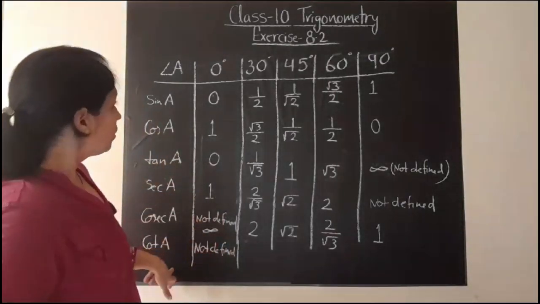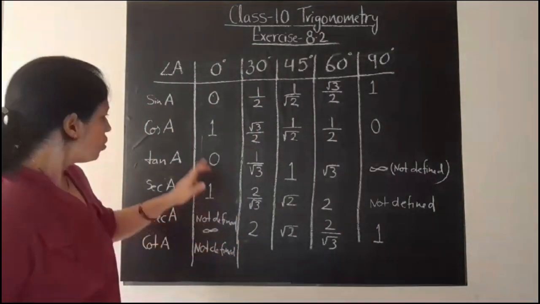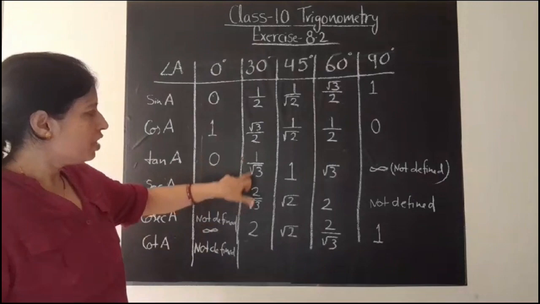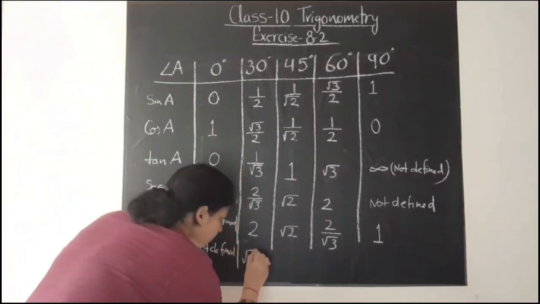Then cot 30 degree. Cot 30 is equal to 1 by tan 30. So what is the value of tan 30? Tan 30 is 1 by root 3. So cot 30 will be only root 3.